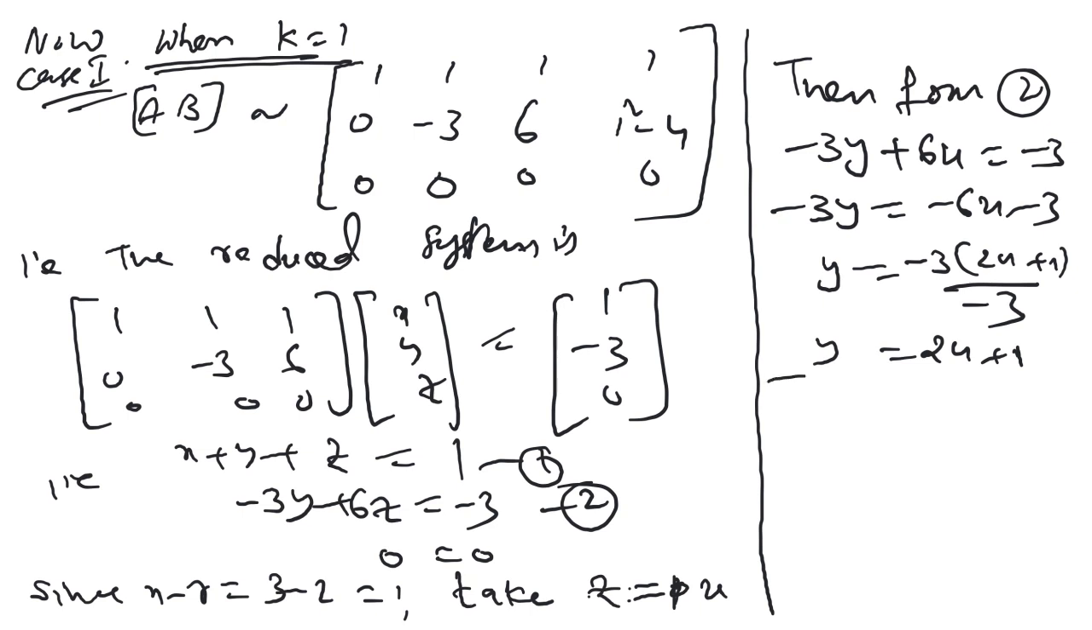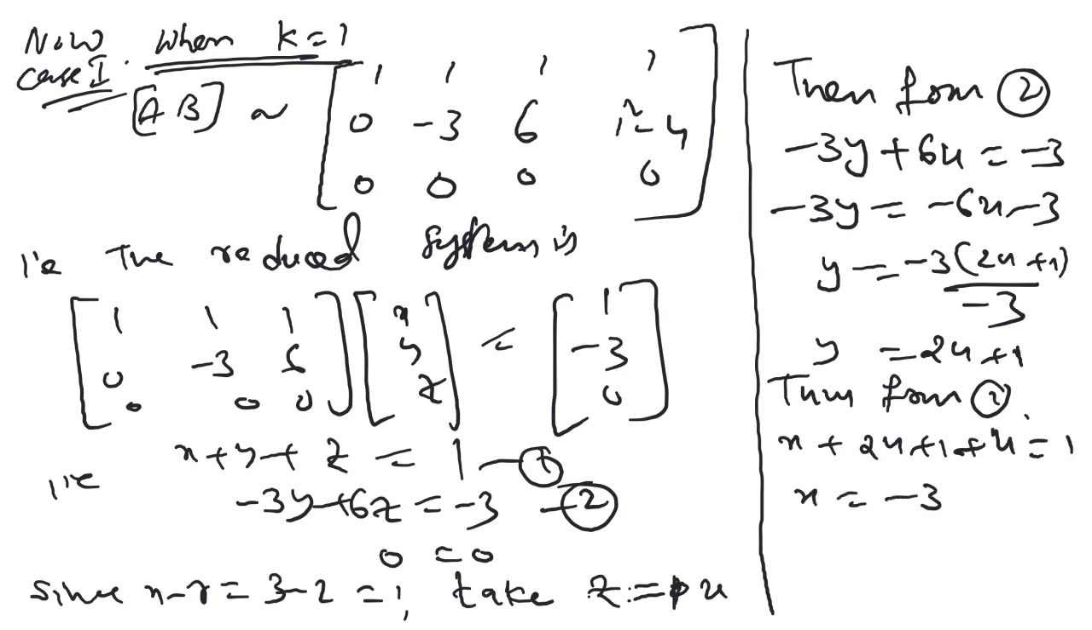The value of y is this. Thus from 1, x plus y plus z is 1, so x plus 2u plus 1 plus u is equal to 1. The 1 and 1 get cancelled, and finally what I am getting is x is minus 3u.